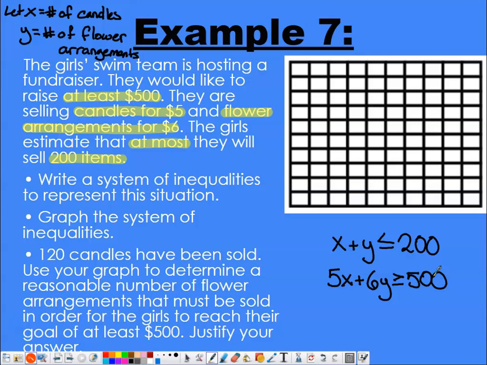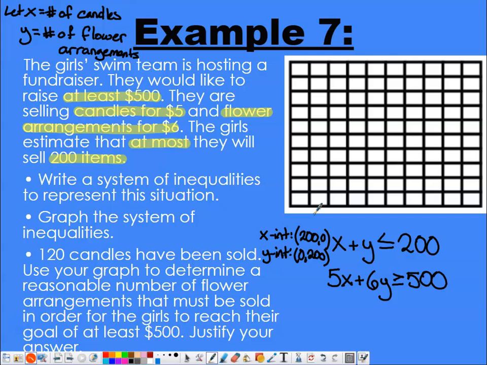Let's do it. So for this first inequality, if I solve for the X and Y intercepts, the X intercept is going to be 200, and the Y intercept is also going to be 200. So the X intercept is (200, 0), and then the Y intercept is very similar, (0, 200).